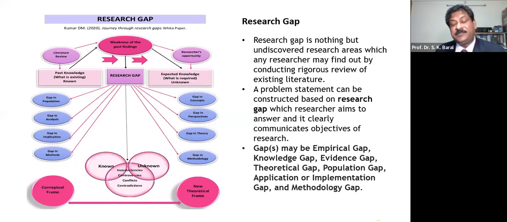I studied one piece of literature having a sample size of only 50, while the population is very high. So in that case, the result may not be adequate. So this is the gap in population, gap in analysis, gap in implication, gap in methods, gap in concepts, gap in perspectives, gap in theory, gap in methodology. So if at all we are studying literature review, we must be aiming for those gaps.